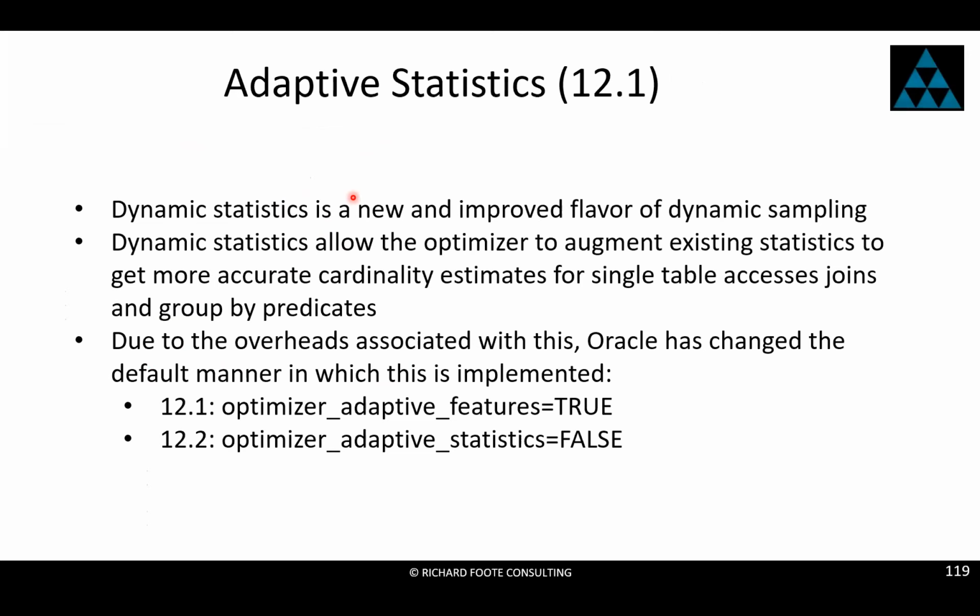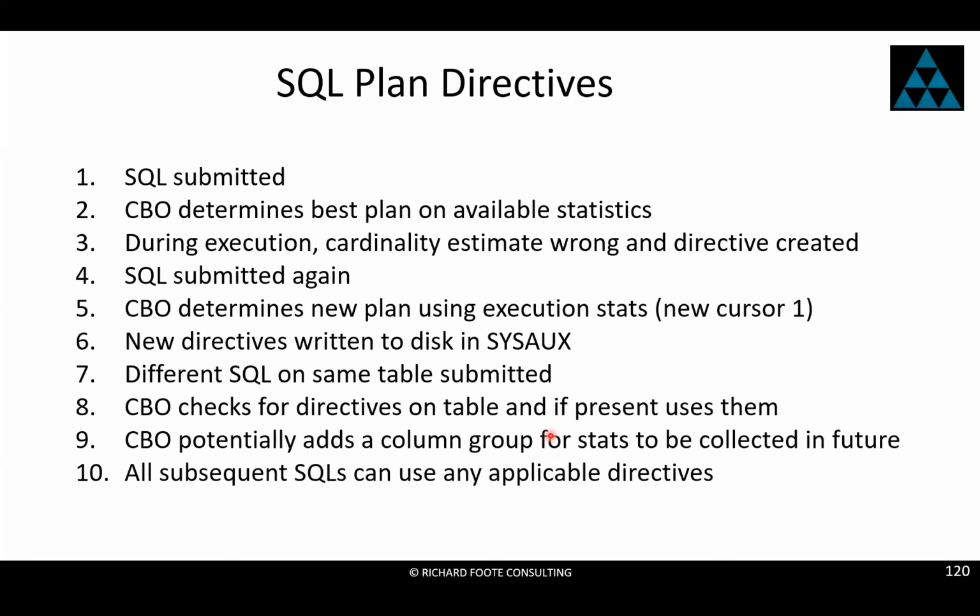Now, another flavor of this is adaptive statistics. Adaptive statistics came with 12.1. In 12.1, it was deemed by default for most sites to be really expensive. So when it was all or nothing, it became really problematic. So with 12.2 onwards, Oracle allows us to turn adaptive stats on or off, but still have the ability to turn adaptive plan on and off. Adaptive plan is always nice and good. Stats is kind of expensive, and it may depend whether you want to do that. So depending on what database version you've got, there are different ways to turn this on.